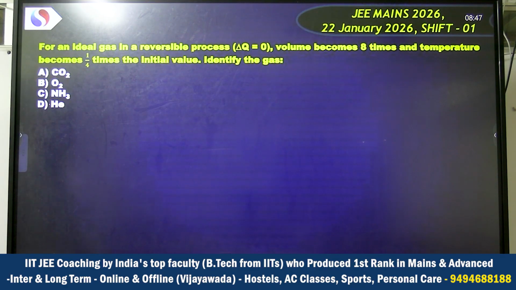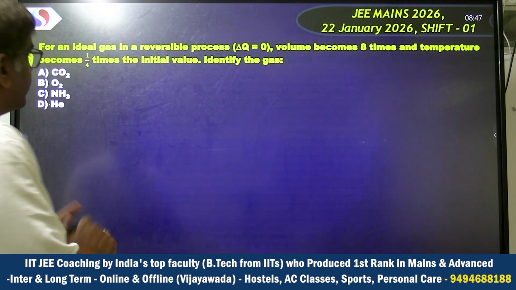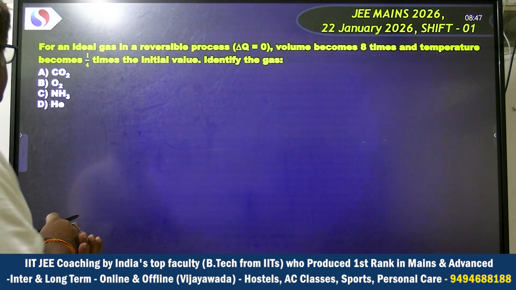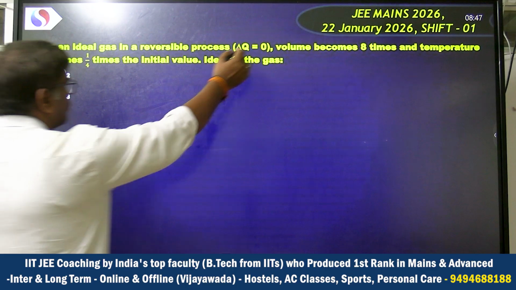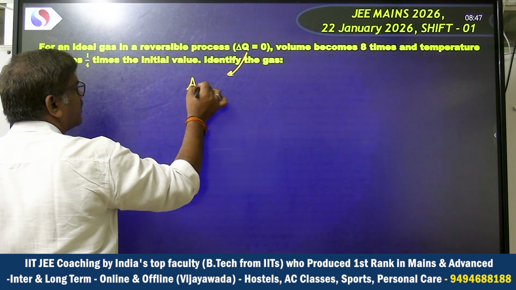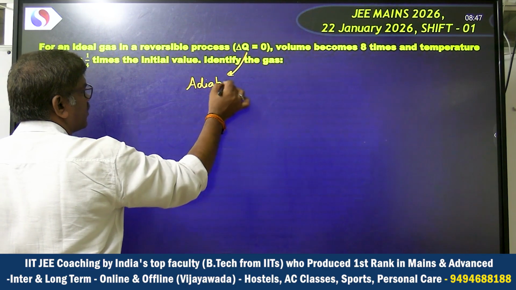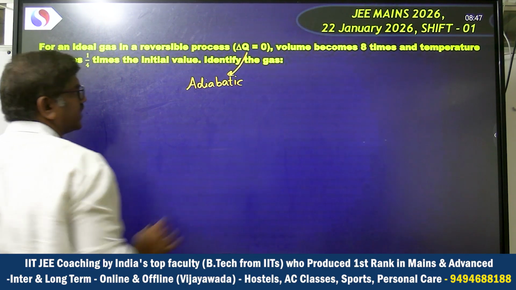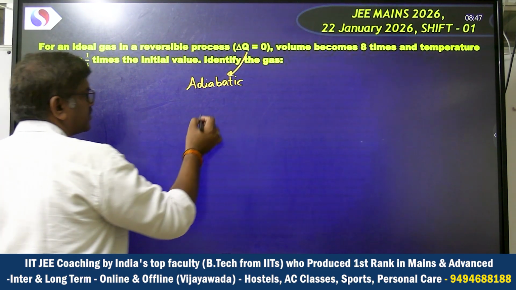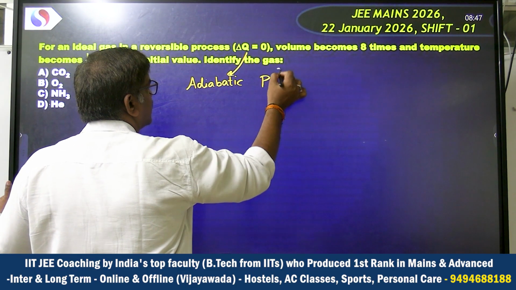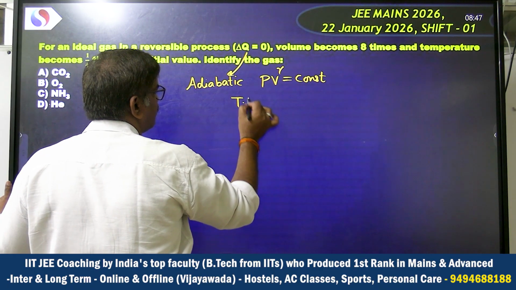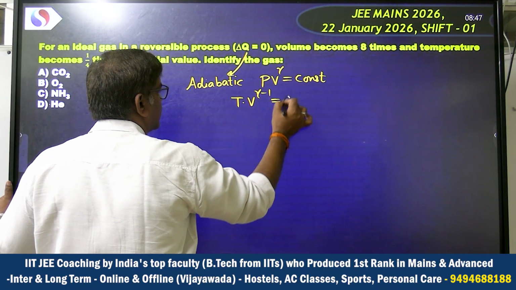The next question is again from thermodynamics. Volume becomes 8 times, delta Q is 0. Delta Q is 0 means an adiabatic process, and they are talking about volume change and temperature change. For an adiabatic process, PV to the power gamma is constant, but I want the relation between T and V, which gives T into V to the power gamma minus 1 is constant.